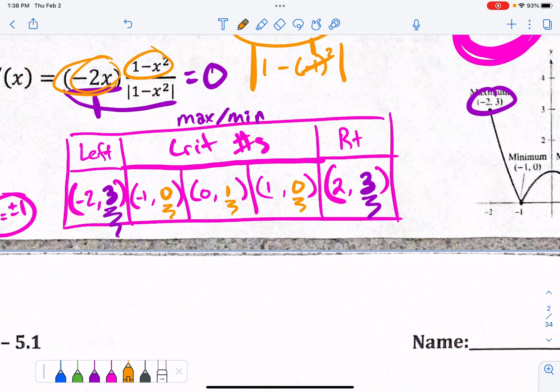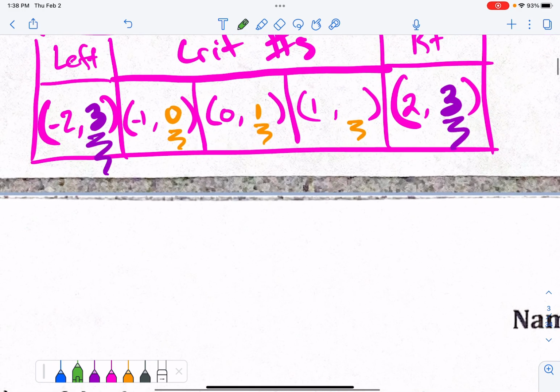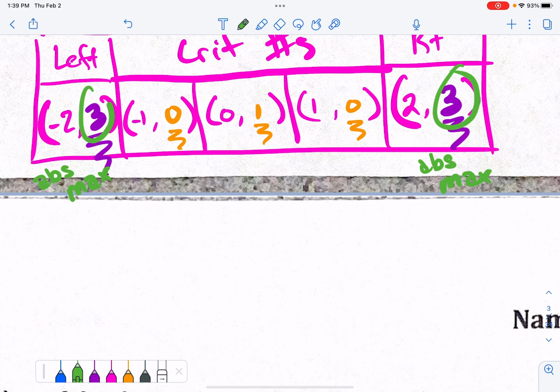Okay, so what's my absolute maximum point? Negative 1, 3 and 2, 3. Yeah, there's 2 absolute maxes, right? There's an abs max here, and there's an abs max here. The highest point has the highest y coordinate.